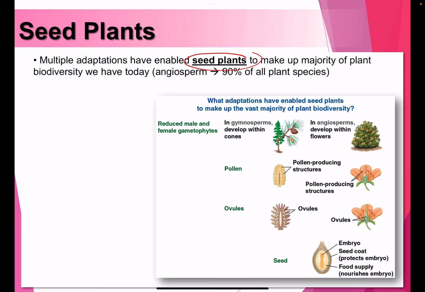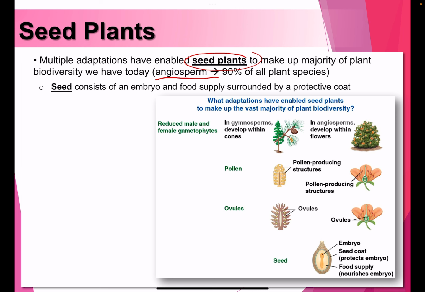Approximately 90% of all plant species in this entire world are angiosperms. And angiosperms actually fall under the category of seed plants, like we just mentioned. But what are seeds, though? Well, seeds actually consist of an embryo, believe it or not. They call it an embryo, and food supply surrounded by protective coats.